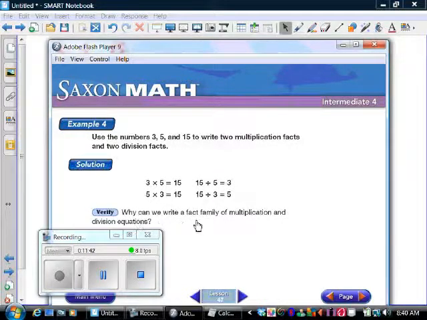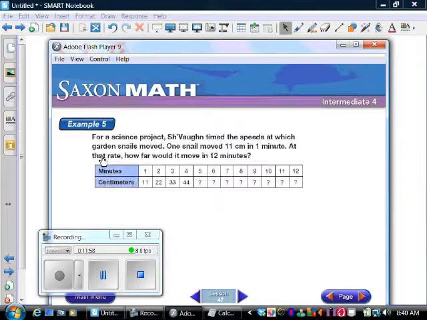And it says, why can we write a fact family of multiplication and division equations? I'll give you a hint. It's the same reason we can write fact families with addition and subtraction, because they are, what did we call them? Inverse operations. Means they're opposites.